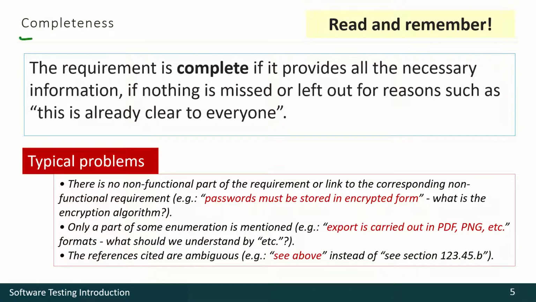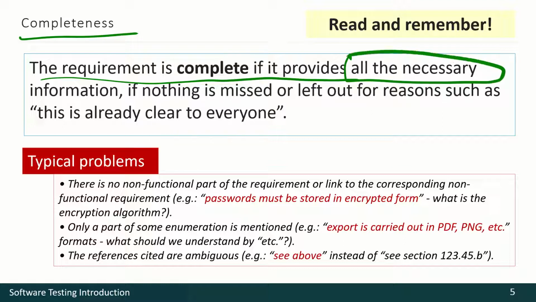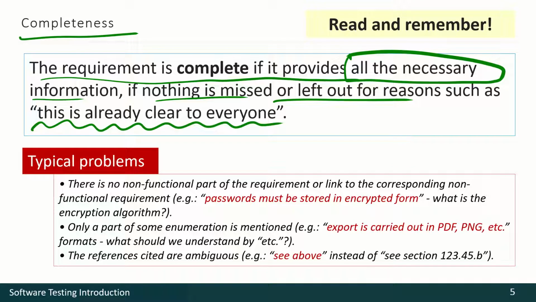The next property is completeness. A requirement is complete if it provides all necessary information, if nothing is missing or left out for any reason. For instance, this is already clear to everyone. As you may guess, this is not usually clear, and not to everyone. Never in real life may such an approach work for long.